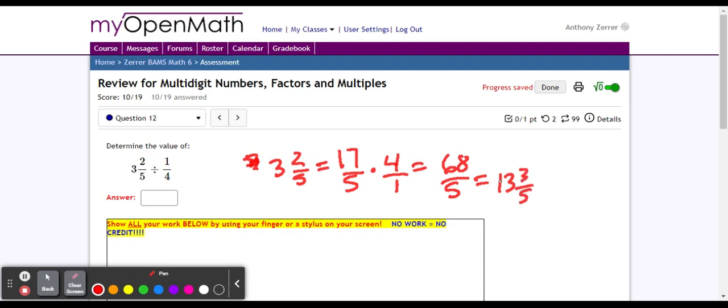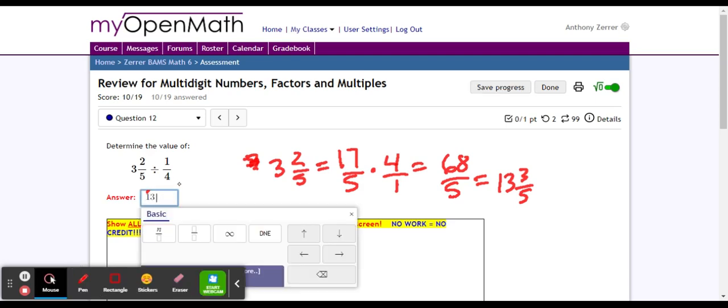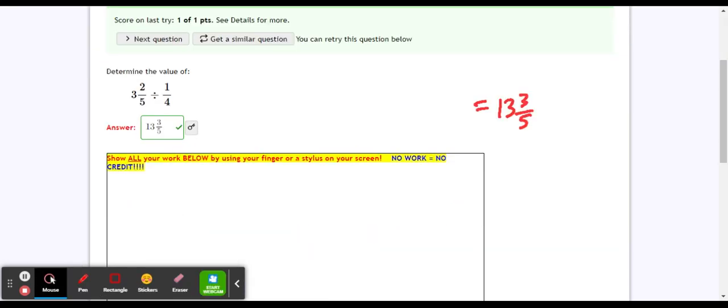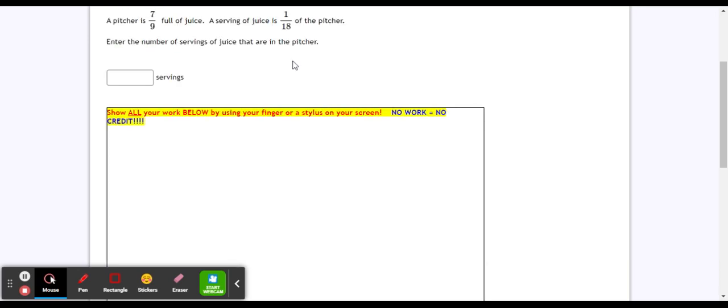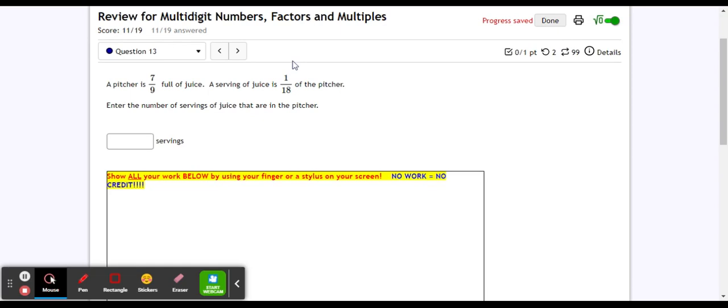That's 13 and 3/5, I think, right? That goes 1, 18, 3, and 3 times. Okay, so let's try 13 and 3/5. Great.